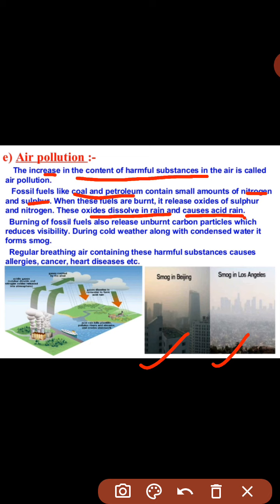Regularly breathing air containing these harmful substances causes allergies, cancer, heart disease, etc. If we regularly breathe such air, harmful substances go into our body. Suppose you are living in this atmosphere in Los Angeles or in Beijing, what would happen to your body? You will breathe this contaminated, harmful air, and it causes allergies, cancer and other heart diseases. This is how the whole process of air pollution goes on, and it affects life and property very much.